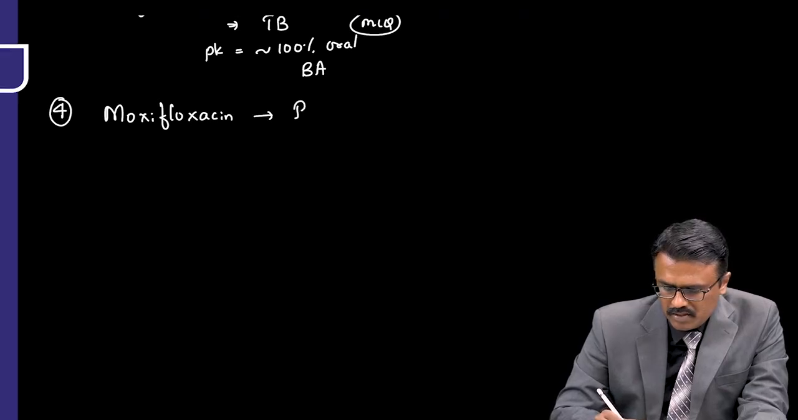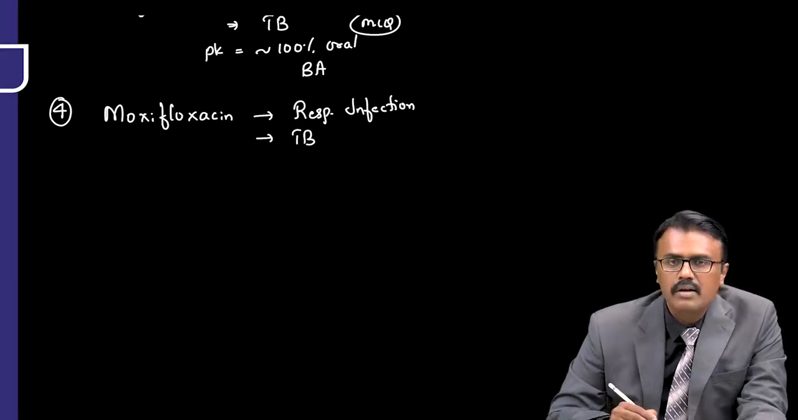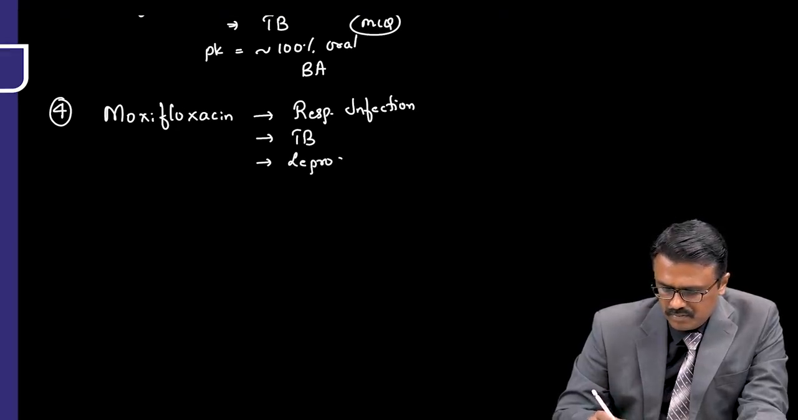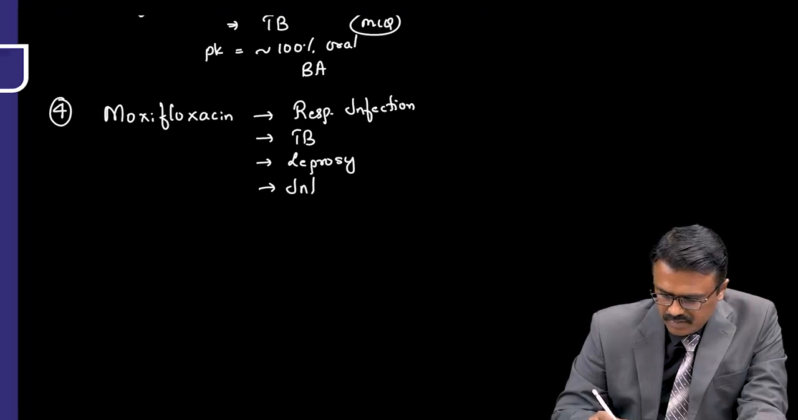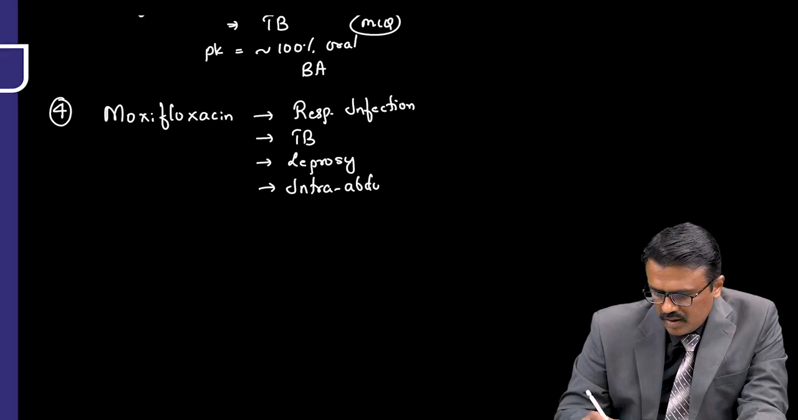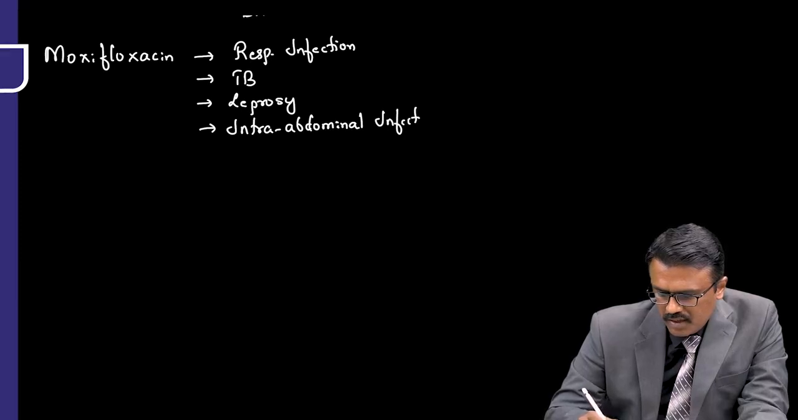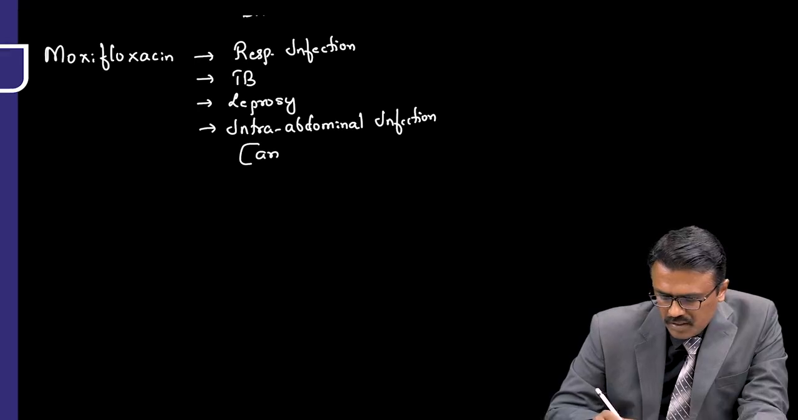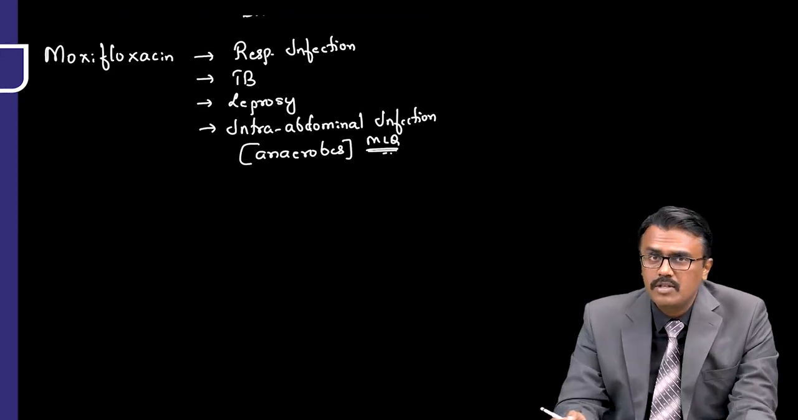Now it is used in respiratory infection, correct? It's a respiratory fluoroquinolone. It is used in tuberculosis, very good. It is used in the management of leprosy also. It is also used in intra-abdominal infections. Now the question is, will it cover anaerobes? Yes. So one of the fluoroquinolones which covers anaerobes is moxifloxacin. Please write down. This can be a potential MCQ. It covers anaerobes. The name is moxifloxacin.